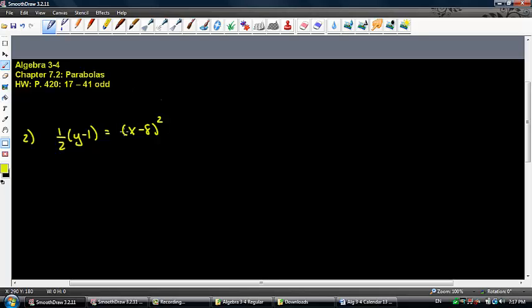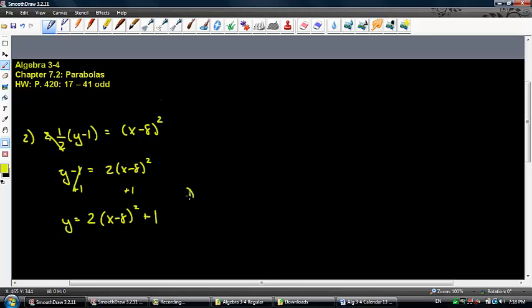We have to ask ourselves which of these terms is being squared. Obviously, it's x squared, so we're going to get y by itself. I'm going to multiply both sides by 2, so I end up with y minus 1 equals 2 parentheses x minus 8 squared. And I'm going to add 1 to both sides, so I end up with y equals 2 parentheses x minus 8 quantity squared plus 1.